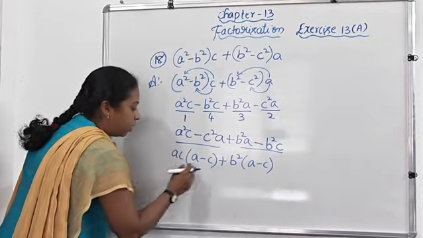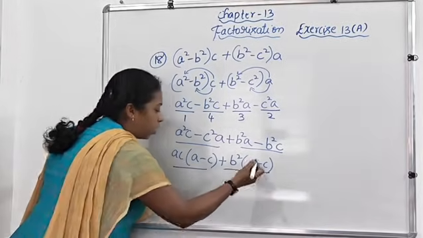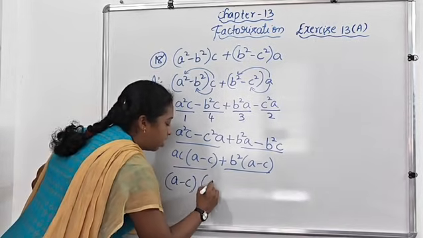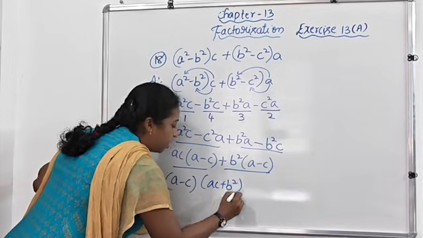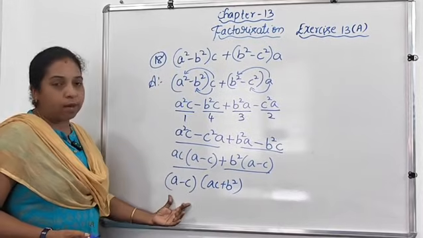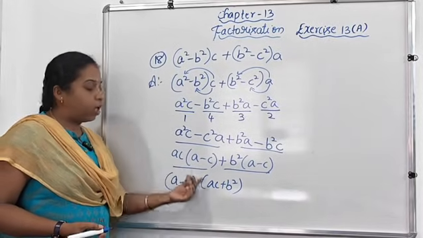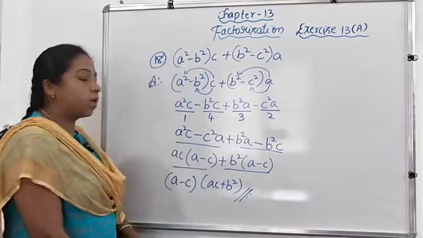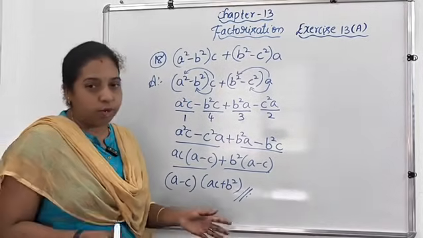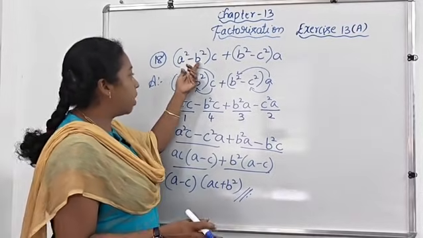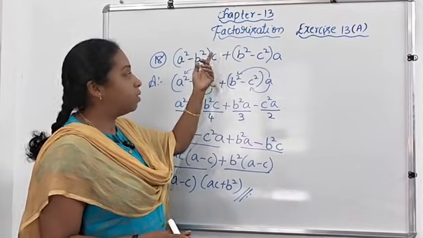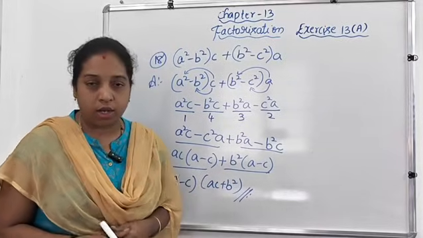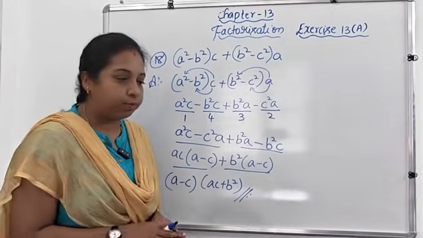So let's go for that. In this, a minus c as a common, then take out ac plus b square. So if we take out a minus c as a common, remaining will be ac plus b square. So that means (a minus c) into (ac plus b square) are the factors of (a square minus b square) into c plus (b square minus c square) into a. So this is about the 18th question. Let's go for the 19th one.